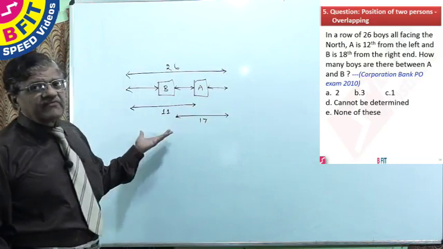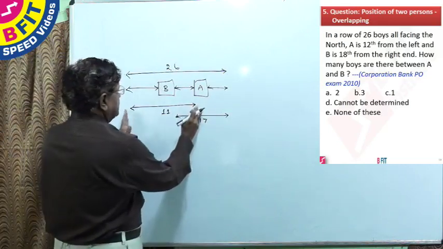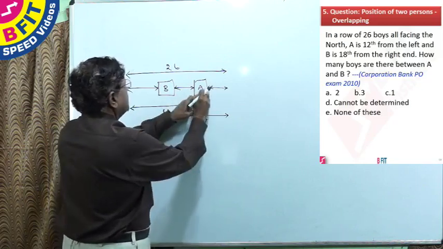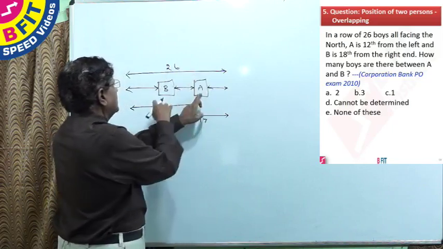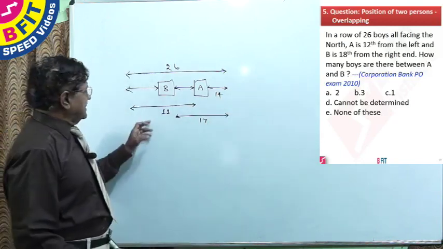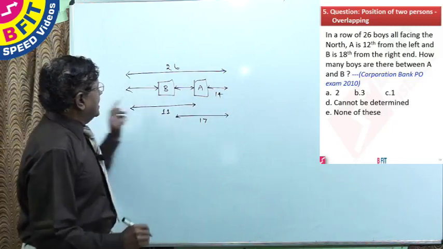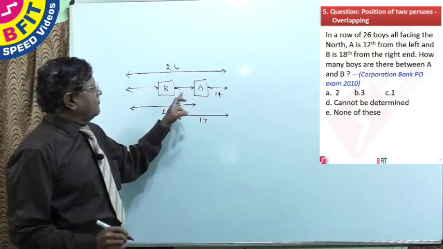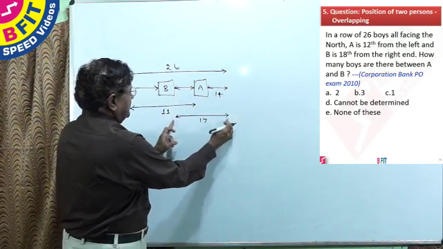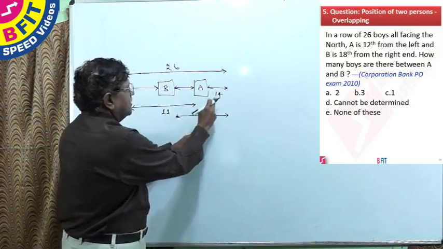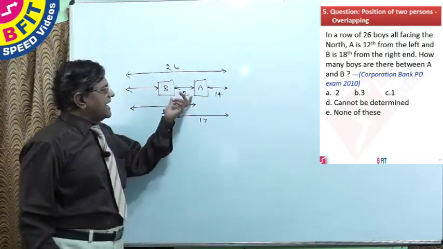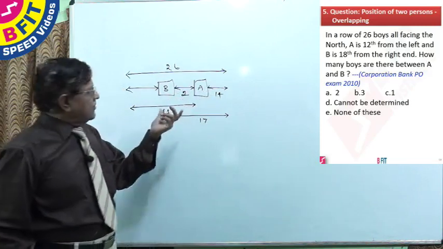Now we can easily find out based on this. Up to this, it is 11. 11 plus 1 is 12. Total number of persons is 26. 26 minus 12, there are 14 boys sitting here. Now we can find out very simply. The question asks how many boys are there between A and B. Here, up to B, from the right, there are 17 persons, and 14 plus 1, 15, plus 2, 17. So between A and B, there are 2 persons. We have already found the answer.